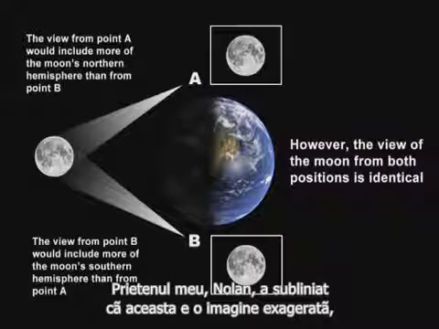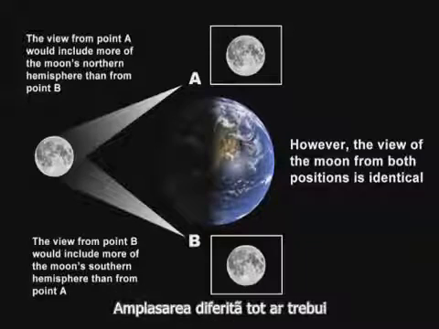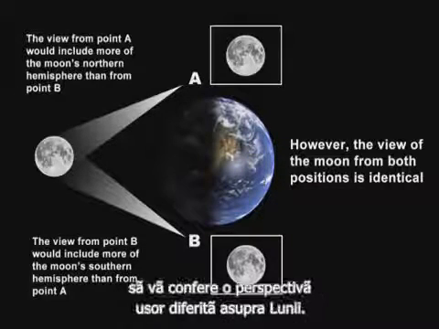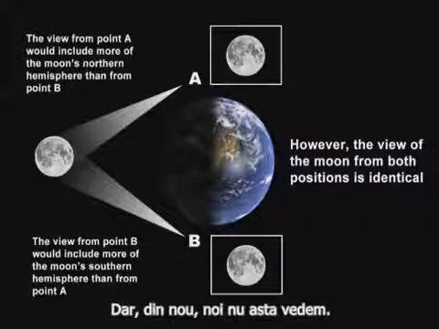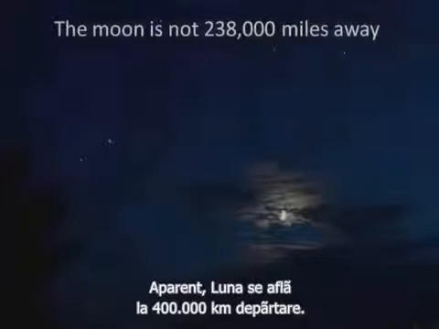Now, my friend Nolan pointed out that this is obviously a very exaggerated picture. The moon is supposedly 30 Earth diameters away from the Earth itself. But even so, that difference in position should give you a slight difference from point A to point B. But again, that's not what we see. So apparently the moon is 238,000 miles away.